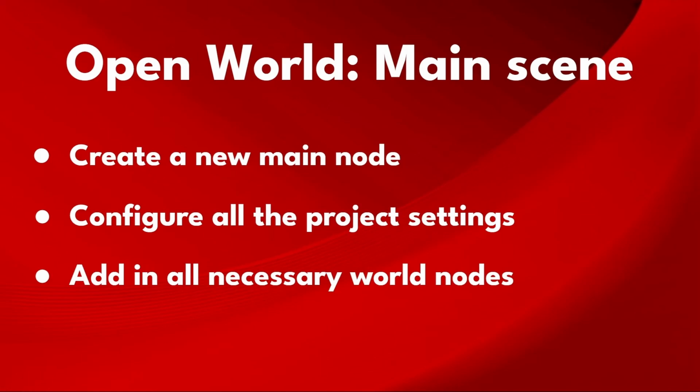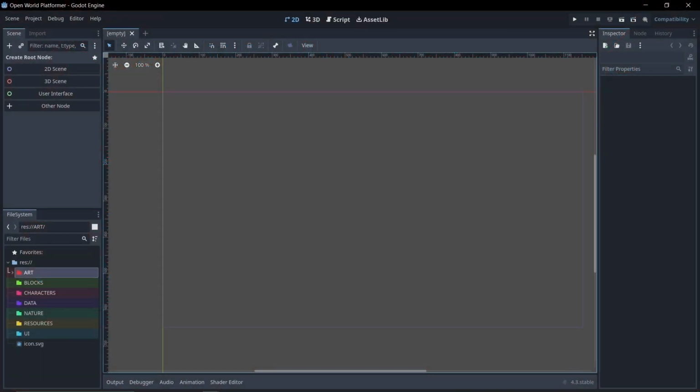Alright, in this section, we're going to go ahead and create the main scene. We're going to start off creating a new node for the main scene, which we are going to call world. Then we're going to configure all the project settings. Then we're going to add in all the necessary world nodes. Now let's jump right in. Alright, let's get started.